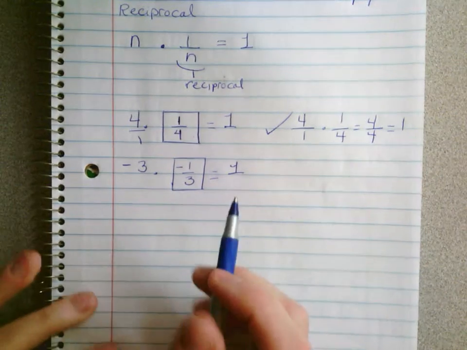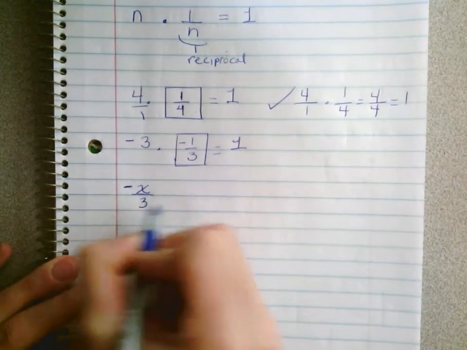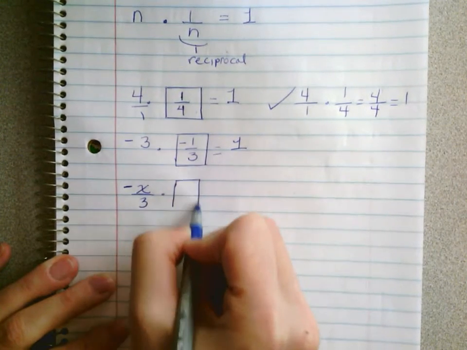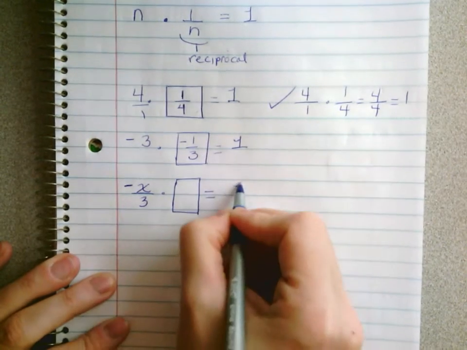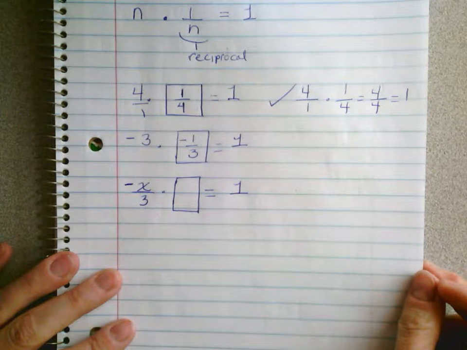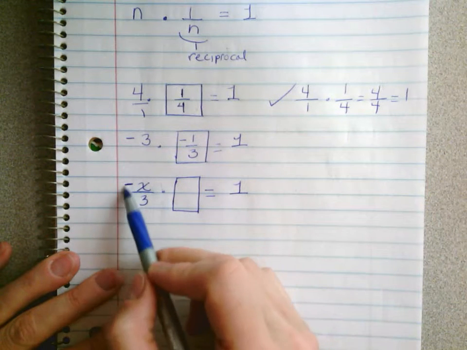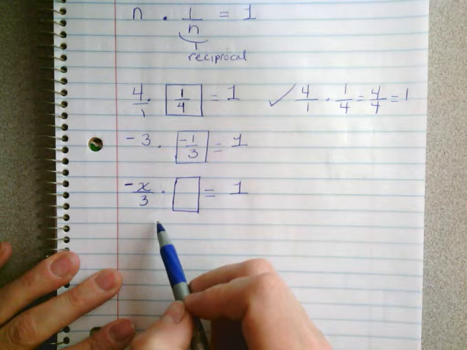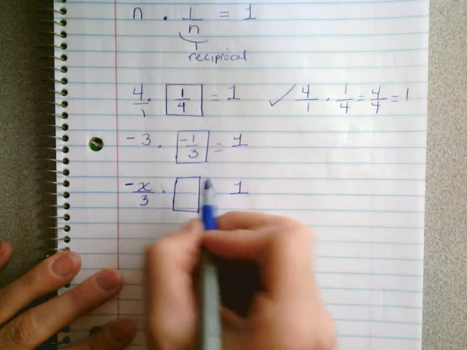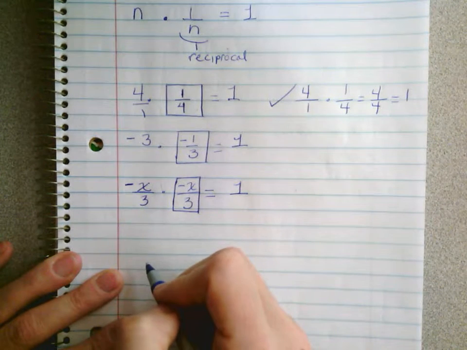Variables can be mixed into this as well. Say -x over 3. What would the reciprocal of that be? What do you think, Lee? 1 or x. So what's the reciprocal of this was my question. It's negative x and 3. No. No. Mm-mm.